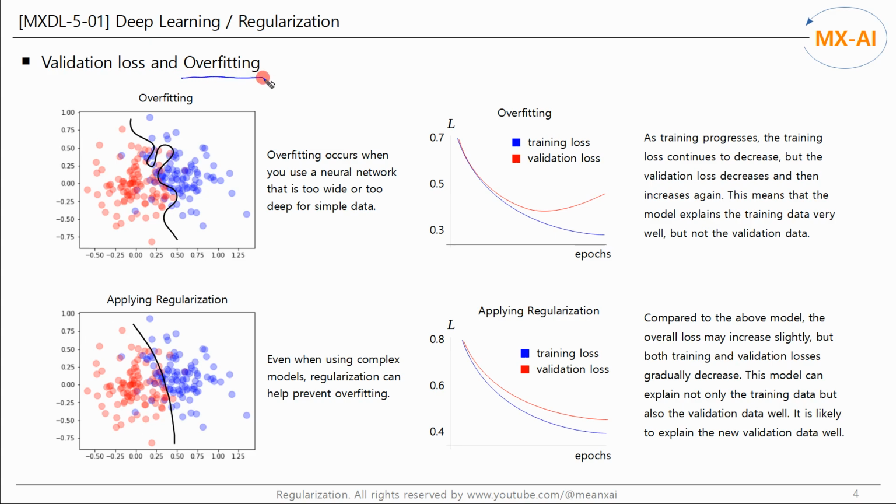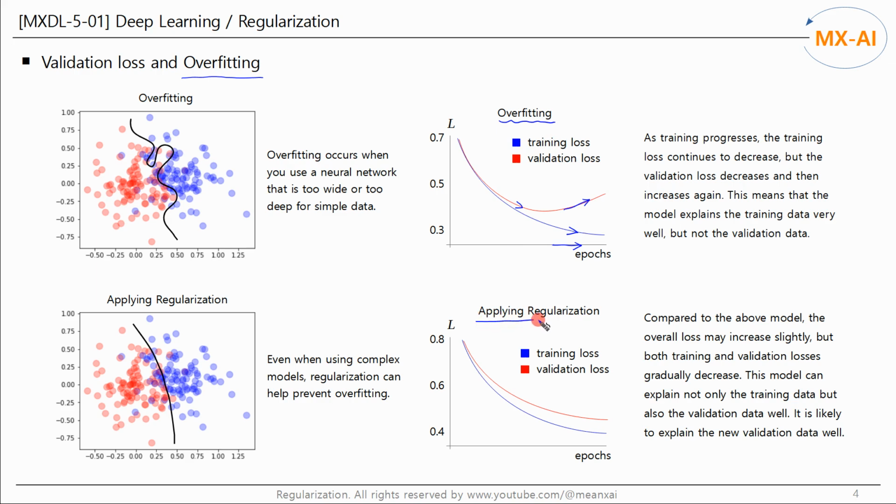Overfitting occurs when you use a neural network that is too wide or too deep for simple data. Regularization helps prevent overfitting. Let's look at the change in loss when overfitting occurs. As training progresses, the training loss continues to decrease, but the validation loss decreases and then increases again. This means that this model can explain the training data very well, but cannot explain the validation data well. Therefore, observing changes in loss can help you determine if overfitting is occurring.